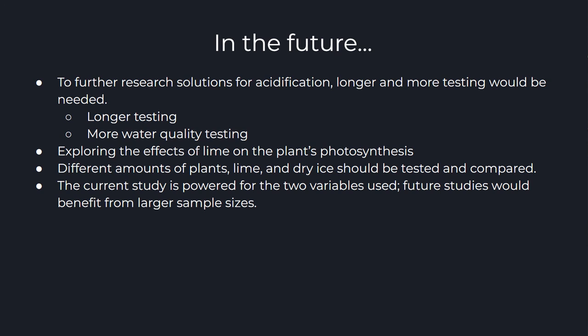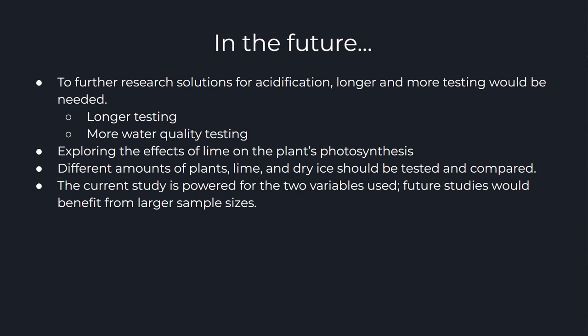Exploring the effects of lime on the plant's photosynthesis would also be a key step in finding a solution for acidification. It is difficult to compare two differently sized variables, so to clearly see if lime is truly better than plants, different amounts of plants, lime, and dry ice would need to be tested and compared. The current study is powered for the two variables used. Future studies would benefit from larger sample sizes.